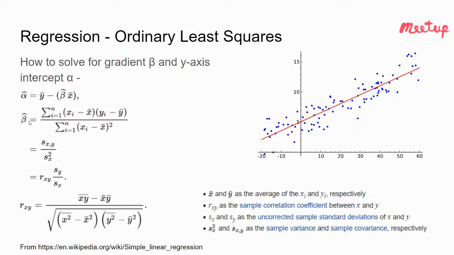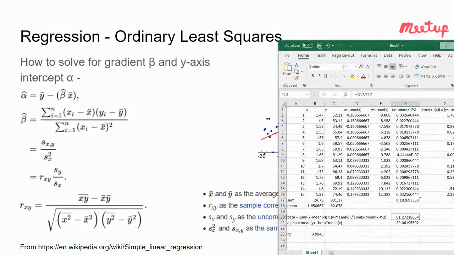And then once you determine the gradient, you can determine the intercept alpha, and then you've got your equation that determines the best fit of this line where it cuts through all these points. So let me just show you an example of this being completed.